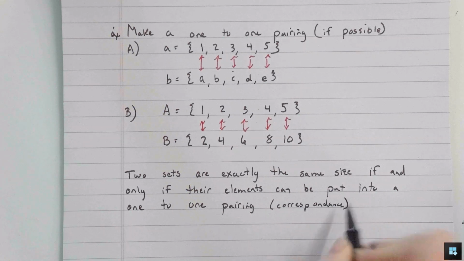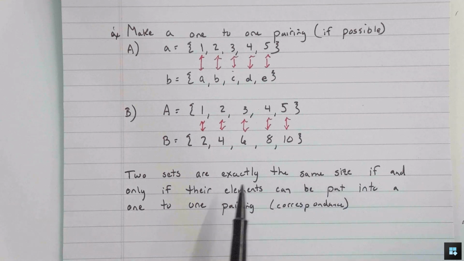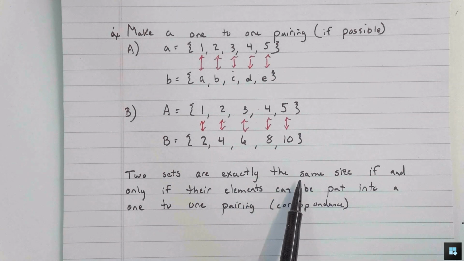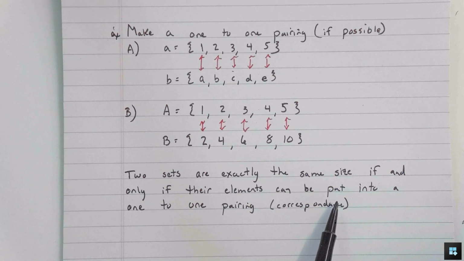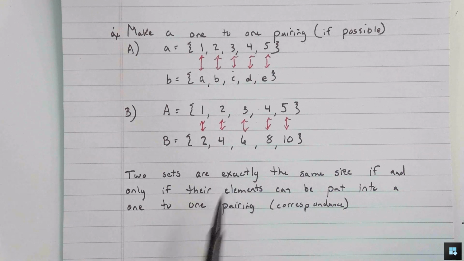So what mathematicians and philosophers mean when they say if and only if, they mean this sentence goes both directions. Two sets are the same size if their elements can be put into a 1-to-1 pairing, and the other way as well. If the elements can be put into a 1-to-1 pairing, then the two sets are the same size.